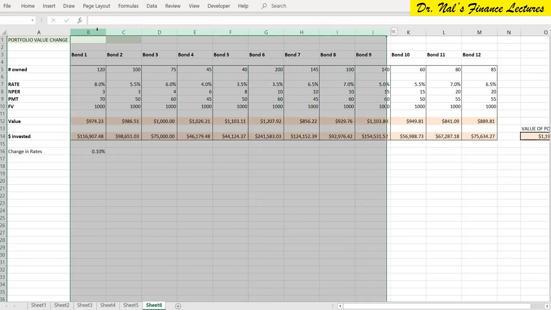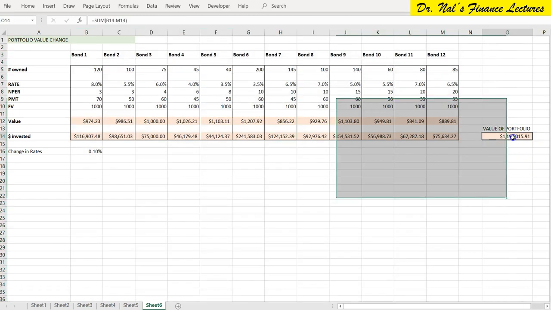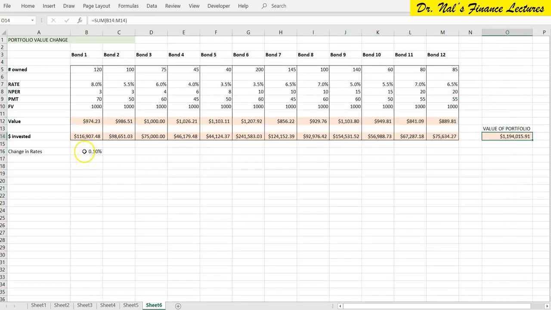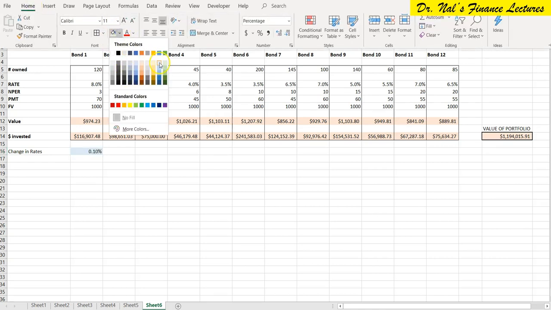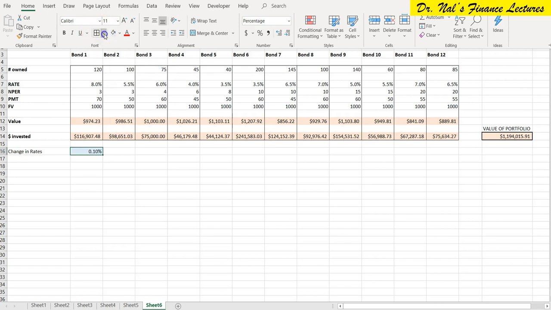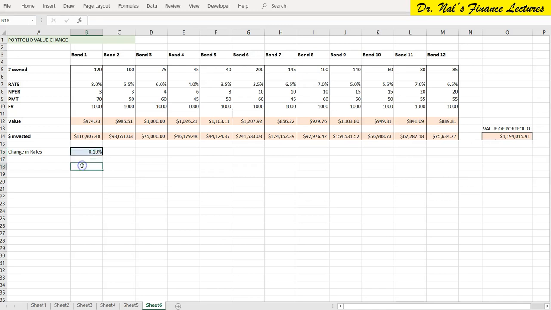Let me just go ahead and adjust this so I can see the value of the portfolio as well. Okay, there you go. I can still see the value of the portfolio. So if this change happened across the board, then the question is, how will my portfolio be affected by that change, right? So there are a couple of different ways, but obviously we want to make use of duration.